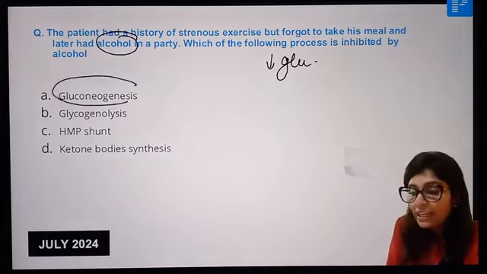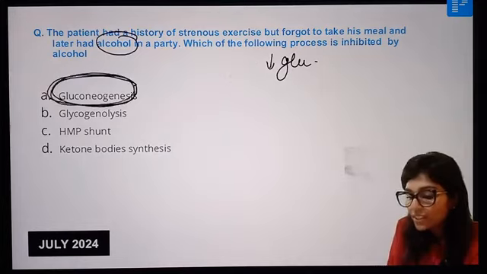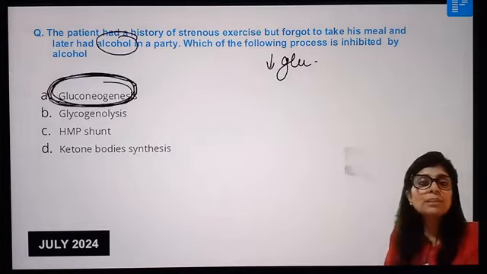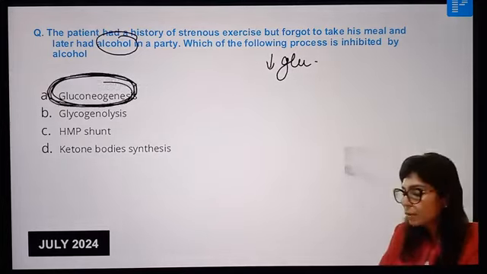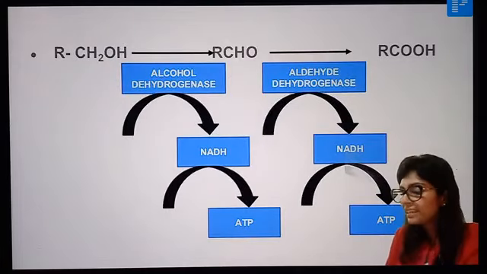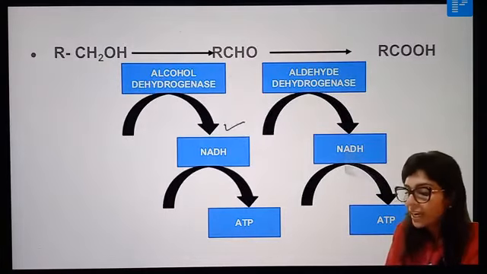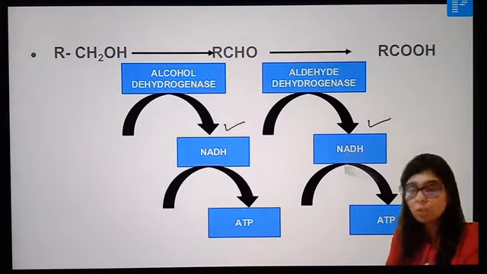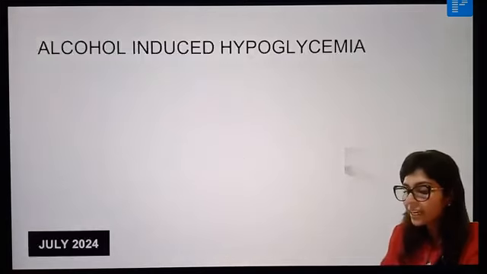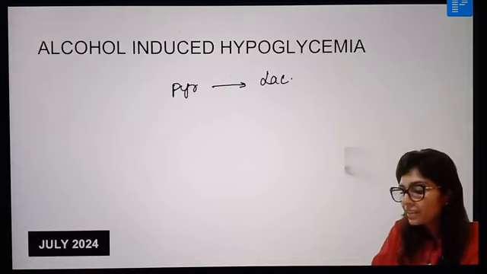So can you tell me why it should cause hypoglycemia? Because alcohol inhibits gluconeogenesis. How does it inhibit gluconeogenesis? Because as I said, whenever a person intakes alcohol, there is a high NADH-NAD ratio. Whenever there is a high NADH-NAD ratio, all pyruvate becomes lactate.